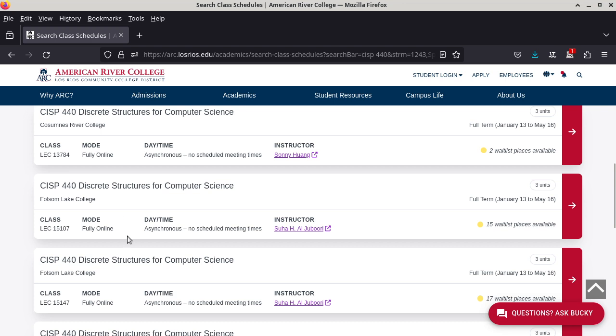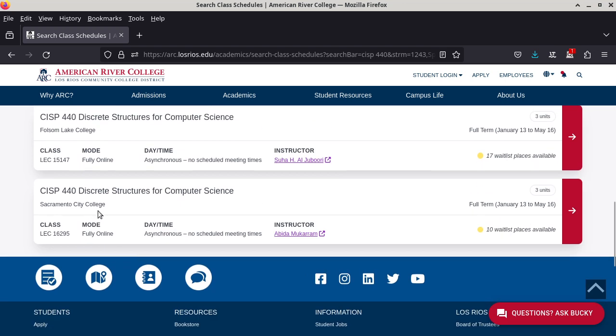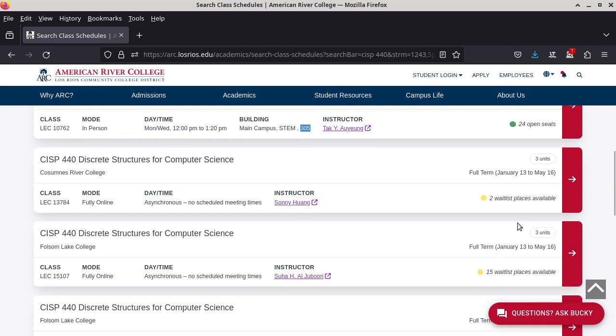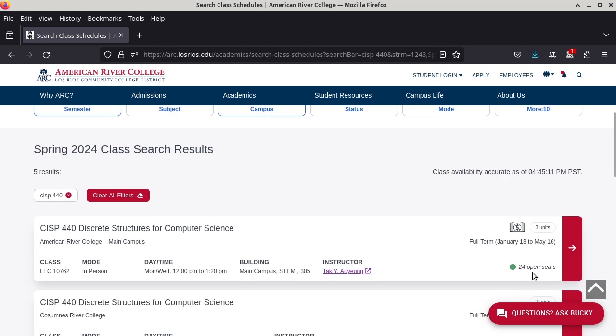Folsom Lake has two sections, both fully online. And Sac City also has one section that is also fully online. I'm the only in-person person for CISP 440. And you can also see how the other ones are already on waitlist, and I still have 24 open seats. I think that's out of like 39. So I'm only less than halfway filled up at this point.